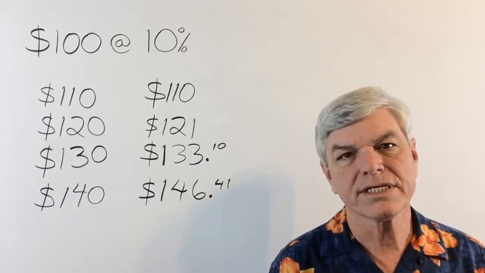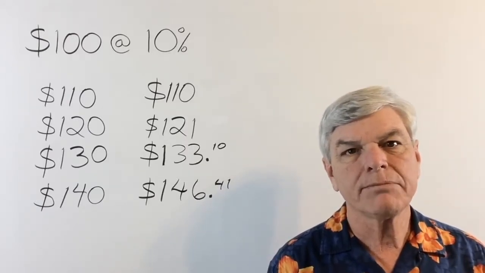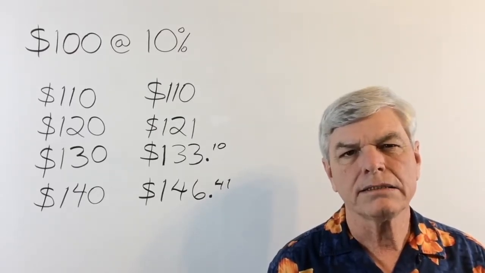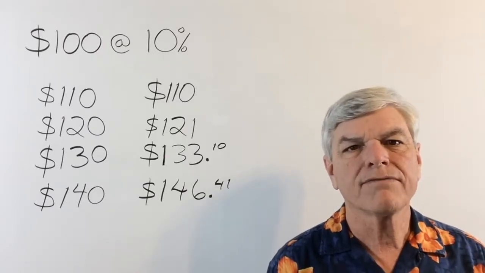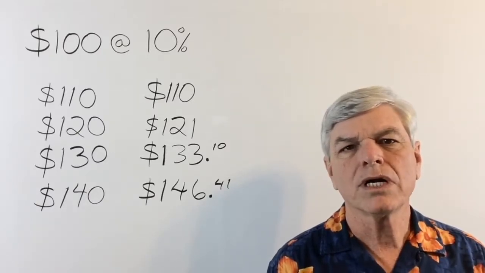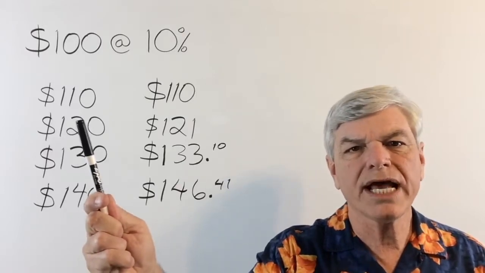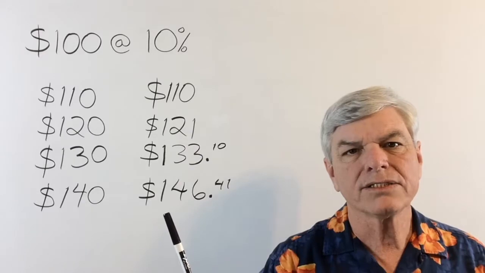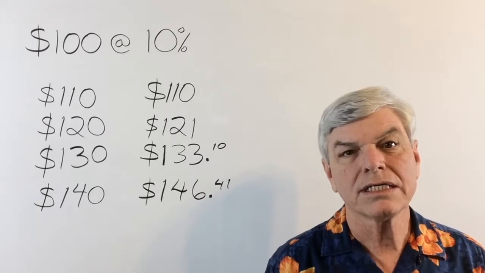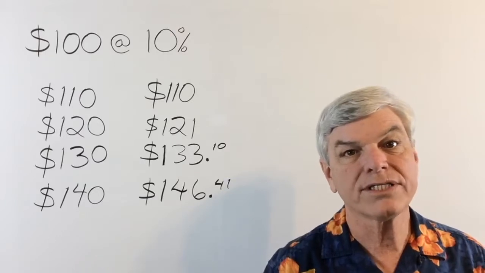So let's look at something really simple, $100 at 10%. $100 at 10% is $10, and I'll show you how to do that in a little bit. But for those of you who know how to multiply interest, $100 at 10% is $10, so at the end of 1 year you would have $110. At the end of 2 years, you have another $10, so that would be $20. At the end of 3 years, you have another $10, which would be $30. And at the end of 4 years, you have $40.